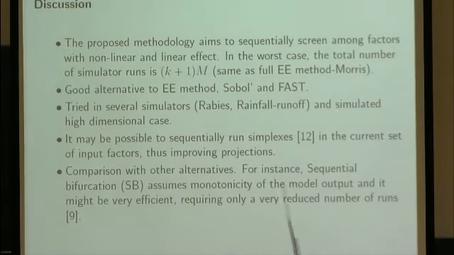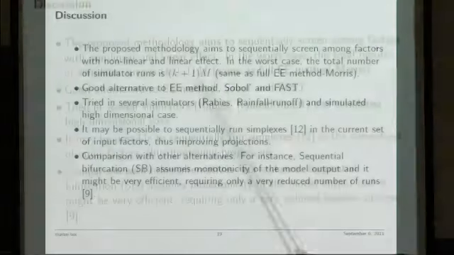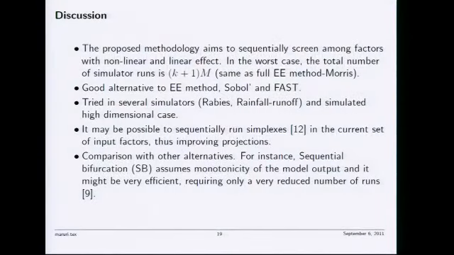Well, just some final discussion. We just proposed this methodology. In the worst case, we will go all the way to the same number of runs as the elementary effects method. We found that it's a good alternative to the elementary effects, which is prohibitively expensive. We tried this in several simulators. I just presented you the Rabbis model. We also tried this rainfall runoff model. It might be possible to sequentially run simplexes in varying dimensions, but we haven't tried that. This could be a subject of future work.